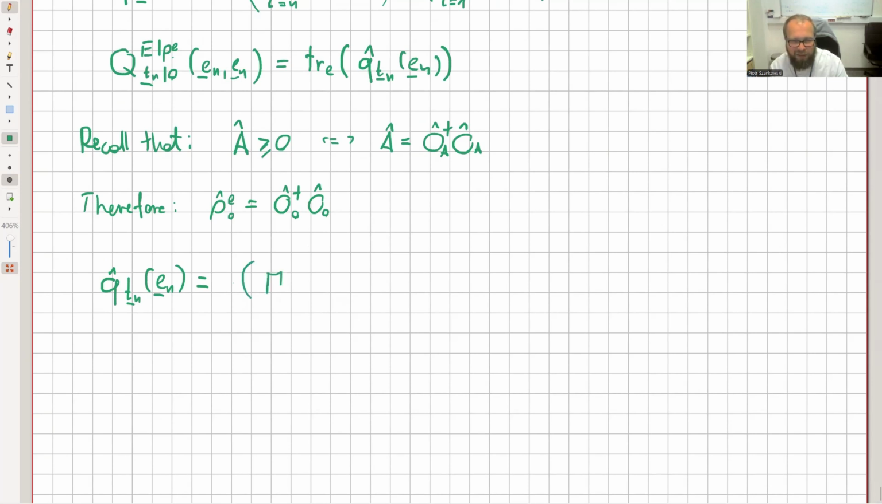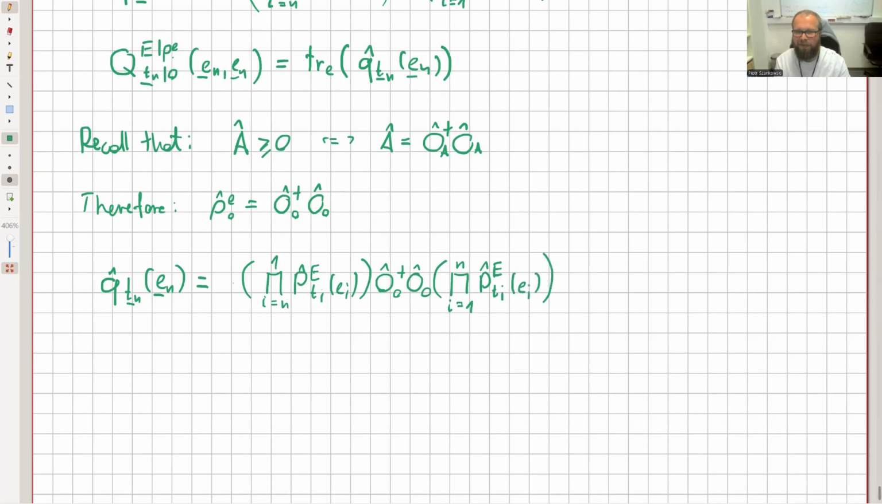So we have a product of projectors PE, TI, EI, and we have the density matrix, which I will write in this decomposition because it's positive, and we have the reverse product of projectors, right? So there are the same projectors on the left and right side, but they are just in reverse order.